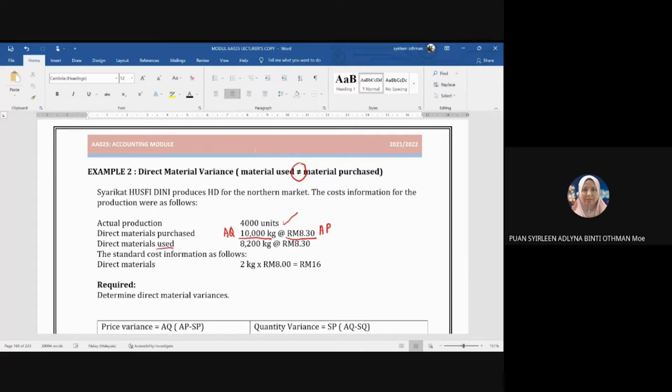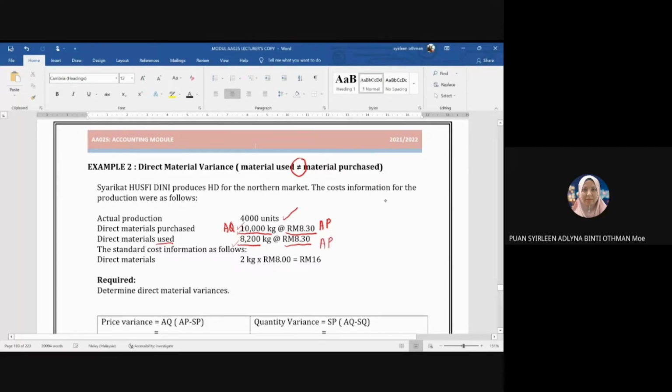Direct material use. Okay. Dia beli 10,000 kg tadi, but he's not using the whole amount. Dia tak gunakan sepenuhnya. Dia guna 8,200 kg bahan mentah sahaja. Okay. And dia beli pada harga RM8.30. Samalah. Harga beli tu mesti sama. Cuma kuantiti yang kita beli dengan kuantiti yang kita guna tu tak sama. This is also actual price. And this is also actual quantity.